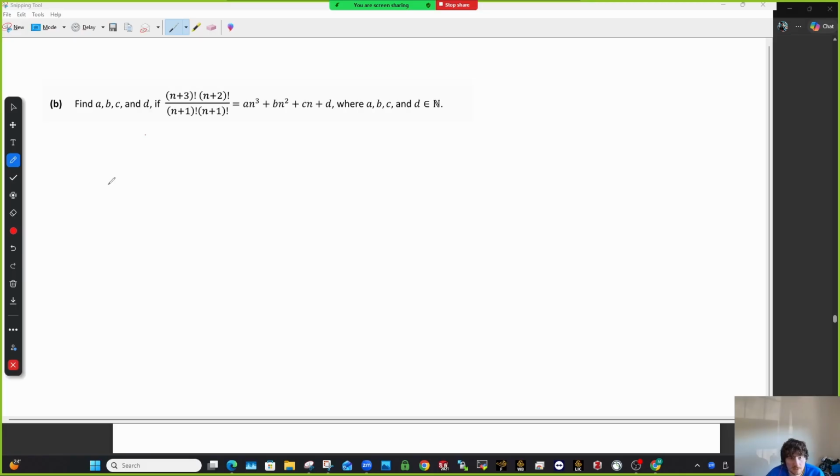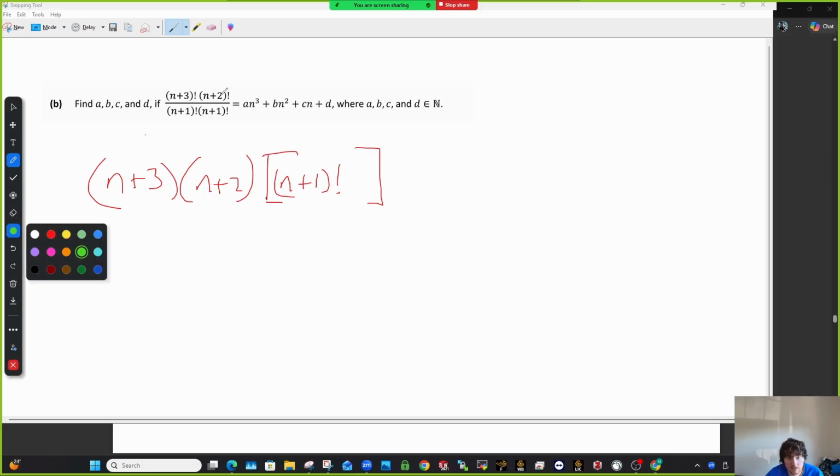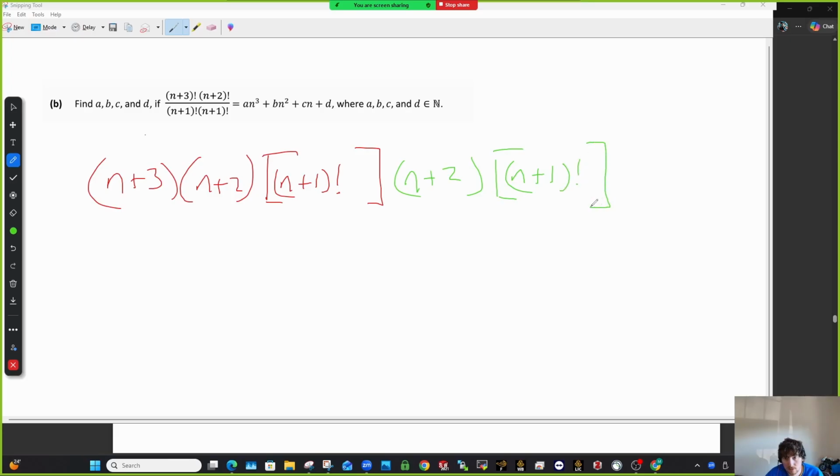So I'm going to write n plus 3 factorial as n plus 3 by hand, n plus 2 by hand, and then all multiplied by n plus 1 factorial. Then I'm going to multiply that by n plus 2 factorial, right? But I'm going to rewrite that again like this. I'm going to call it n plus 2 by hand, and then multiply by the rest, which is n plus 1 factorial. So that there in green is this part here, and then the part in red is this part here.